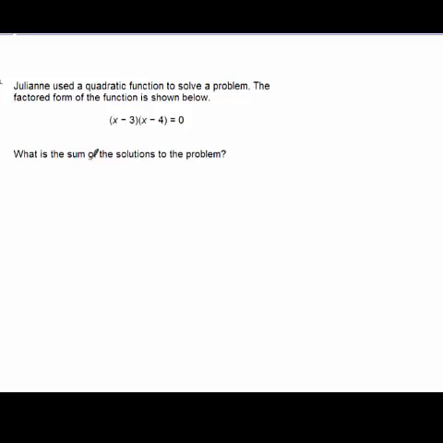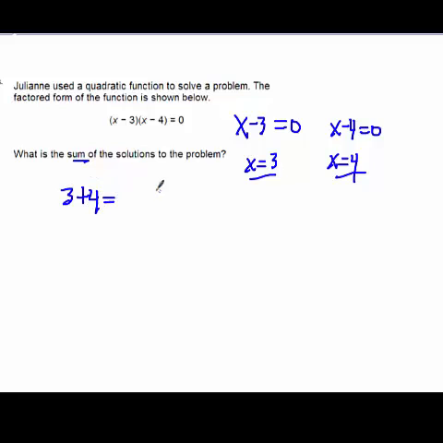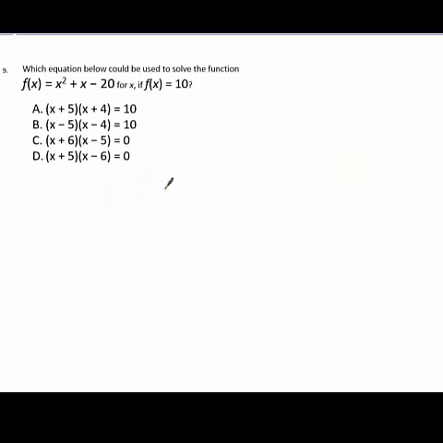All right, for 8, it's saying, what is the sum of the solutions to the problem? Well, we know in order for these to equal 0, all we do is take each group and say x minus 3 equals 0. And so this just says x equals 3. And we also say x minus 4 equals 0. That's our zero product rule, right? So x equals 4. And so those are our 2 solutions. And it says, what is their sum? Or what is 3 plus 4? And the answer to that is simply 7.